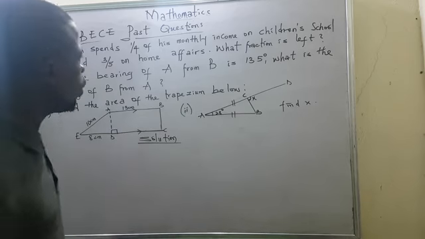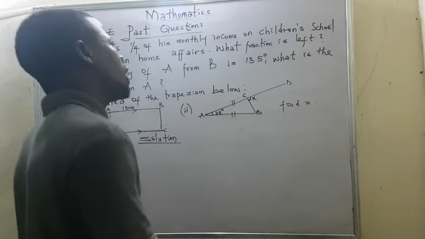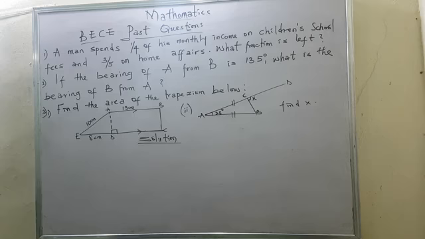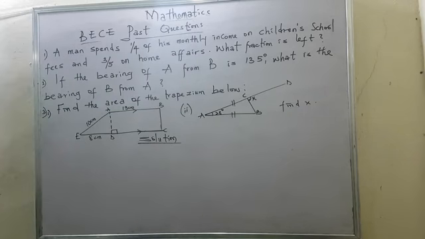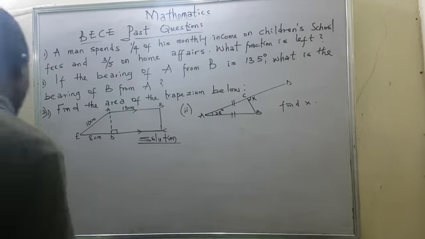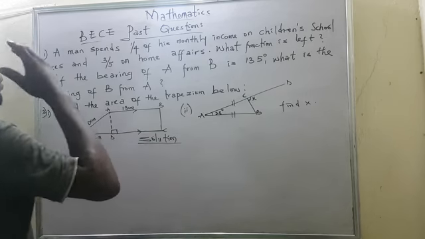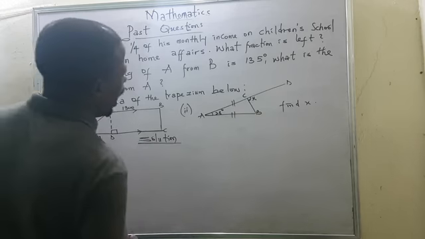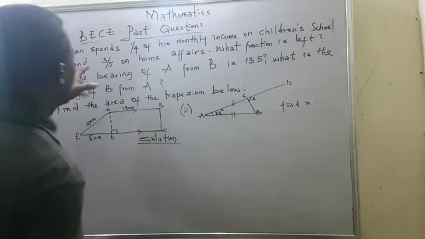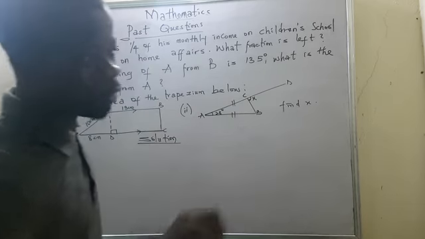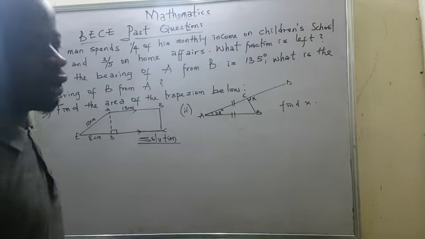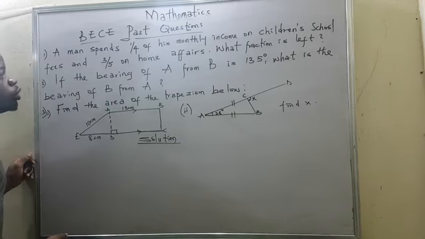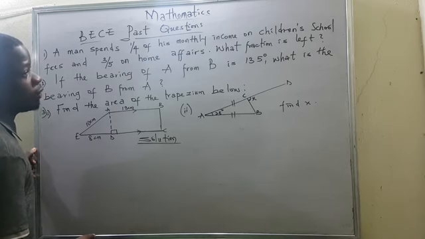a man spends 1/4 of his monthly income on children's school fees and 3/5 on home affairs. What fraction is left? It's just a direct question. So all you have to do is look out for that of the children. The man spends 1/4 of his monthly income. Take his monthly income to be 1, because we're dealing with fractions. So if he has spent 1/4 on children's school fees and 3/5 on home affairs, all you have to do is say how much is left, right?